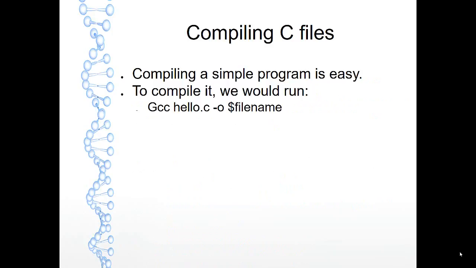So it's real easy to compile C files. Compiling a simple program is easy. You just run GCC, the name of the source code, hello.c, and typically a C source code is going to have a .c extension. -o is going to be the output, and then whatever the output file name is.